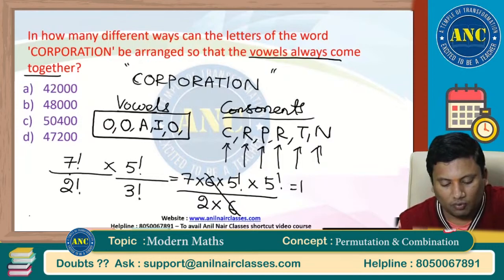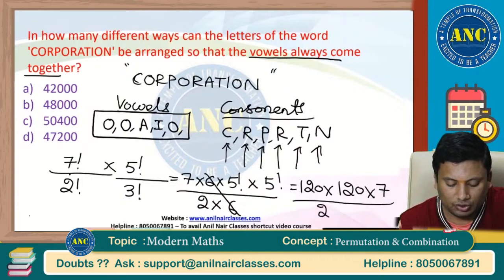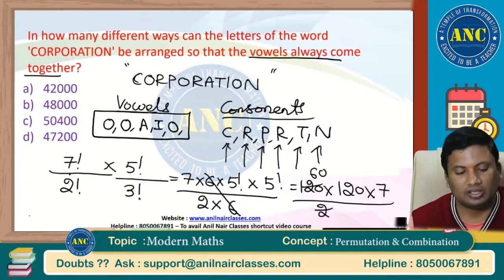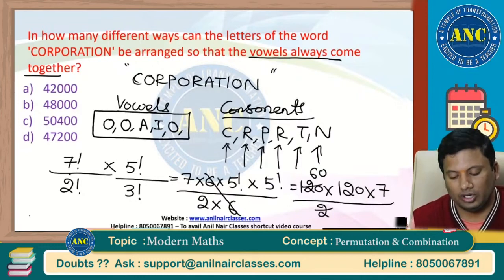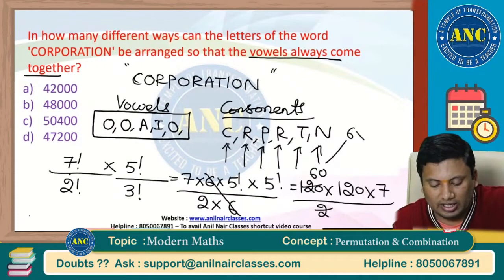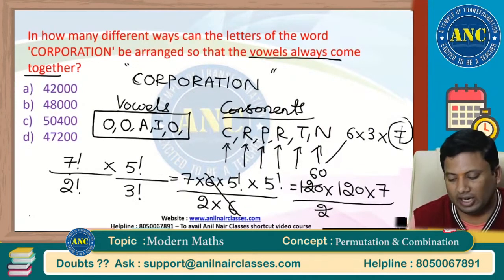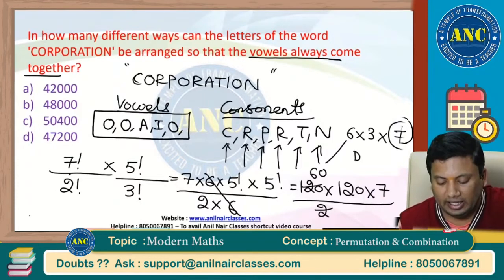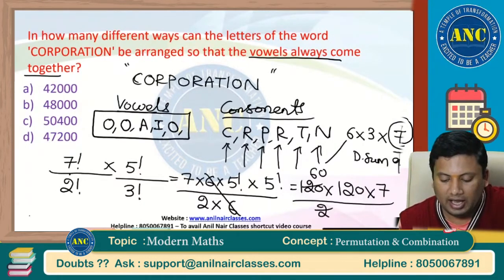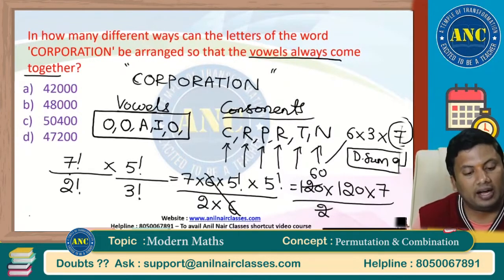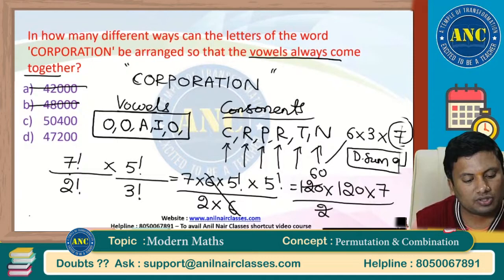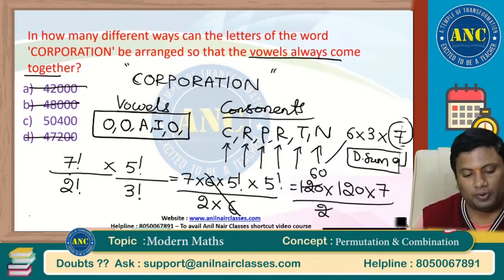This is nothing but 120 into 120 into 7 divided by 2 into 2, which is 60. So here, you don't need to show your calculation, you go by the digital sum. 60 digital sum is 6, 120 is 3, into 7. Answer is divisible by 7 and digital sum: 6 3s are 18, so answer digital sum is 9. Answer should be divisible by 7 and have digital sum 9. This is not possible.